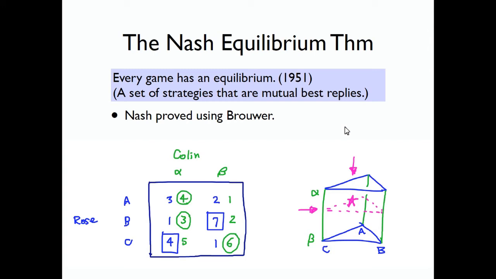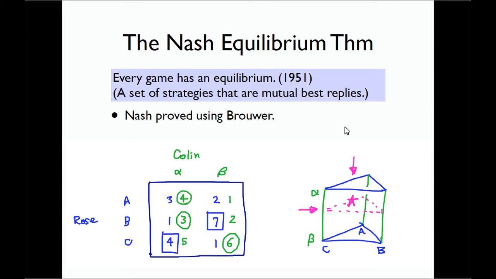You have two players, Rose and Colin, who play the rows and the columns of this matrix. Then what? Well, I'm just showing you the payoff. If she chooses strategy B and he chooses strategy alpha, then he's going to get $3 and she's going to get $1. Okay, that's what this is. I'm just showing you a game in which the payoffs are evident.